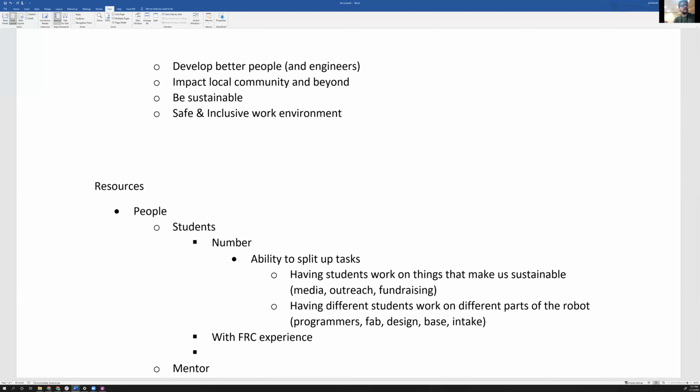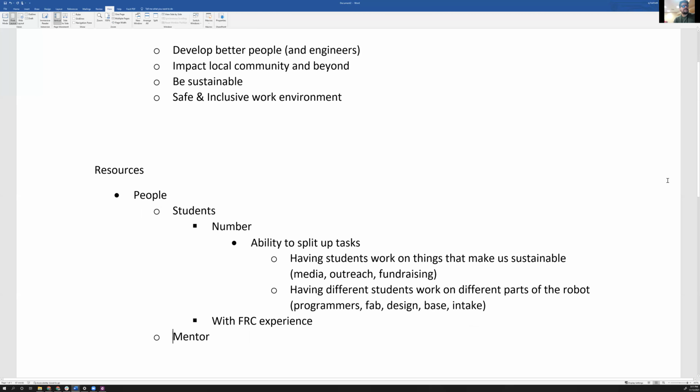experience? Okay, and so I think mentors are going to have a similar type of thing, right? So with FRC experience, and then instead of number, I think it's more important, rather than the straight up number, I'm thinking that it's more the student to mentor ratio that is important. Would you all agree with that? Or do you think there's another way to categorize that?